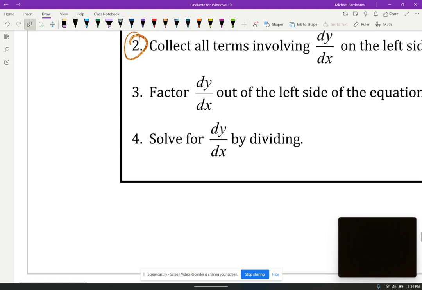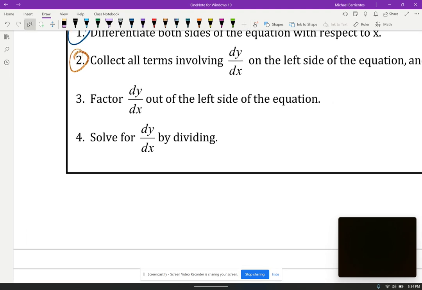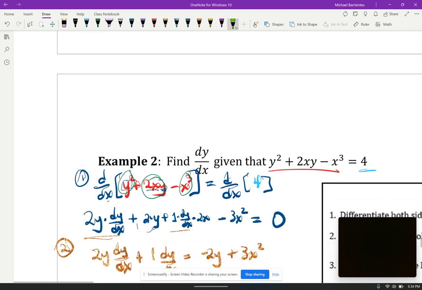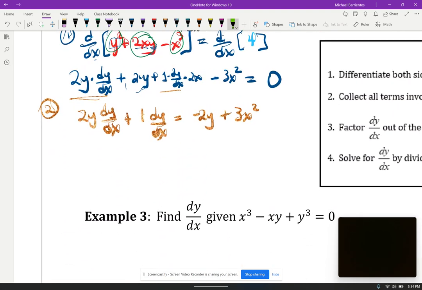Next step. Factor a dy dx out of the left side of the equation. Factor out a dy dx. Well, yes, if the two terms on the left side have a dy dx, I can factor out dy dx, and I'm left with 2y plus 1. And on the other side, I'm left with negative 2y plus 3x squared. Again, you can also write this right side as 3x squared minus 2y. So far, so good. I think we're good.